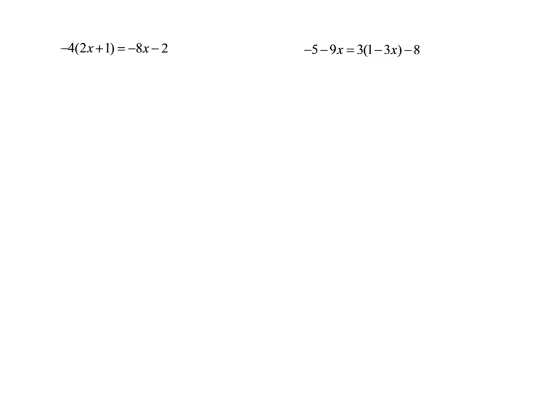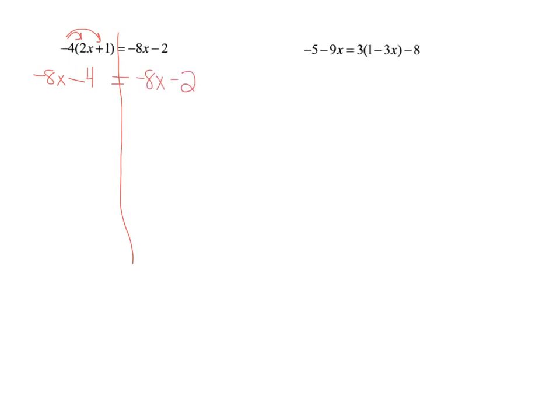So keep in mind, all of these are done the exact same way. You're going to solve them, you're going to see what happens, and then you're going to answer how many solutions. So this one, what happens? I get negative 8x minus 4 equals negative 8x minus 2.